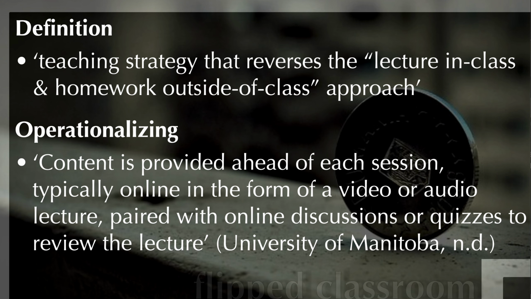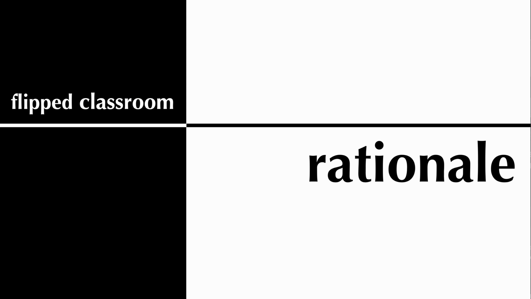And how do you operationalize it? How do you actualize it? How do you actually have it happen in your class? To do this, the content is provided ahead of each session, typically online in the form of a video or audio lecture, paired with online discussions or quizzes to review the lecture. So it's basically you're just flipping the order of these things around, where the content is provided beforehand, and you have discussions and quizzes to review the lecture.